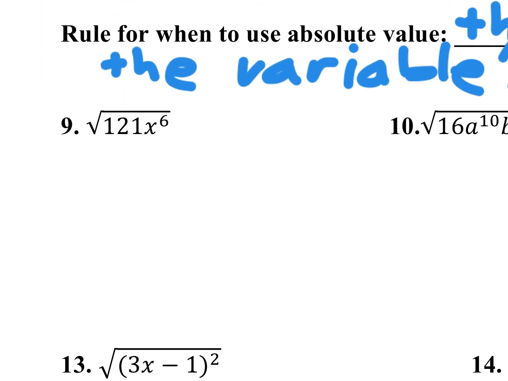All right, square root of 121 is 11. X to the 6th, take the 6, divide it by the index of 2, you get x to the third. The exponent for x went from even to odd, and we have an even index, so we need absolute value.